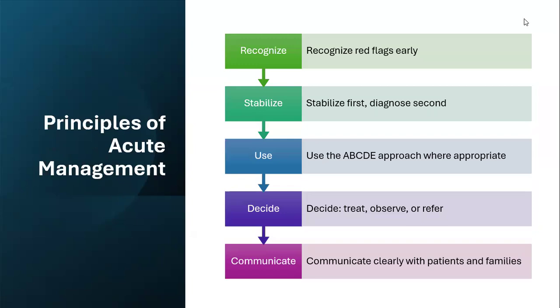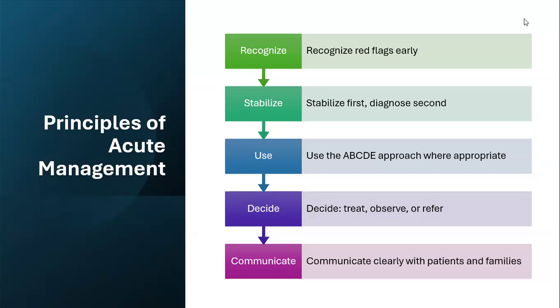So what are the principles of acute management? We have to recognize red flags early, because when a patient comes with an acute complaint like chest pain, you will have to find out whether this is a retrosternal chest pain, whether the patient is having autonomic symptoms. Then you think about acute coronary syndrome. So you have to recognize red flags early.